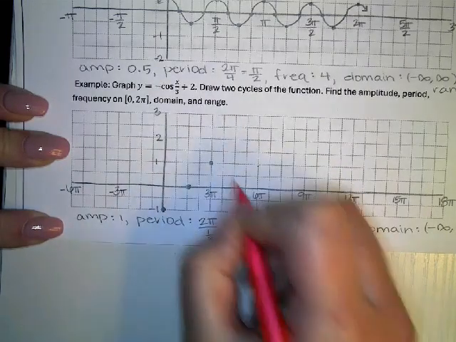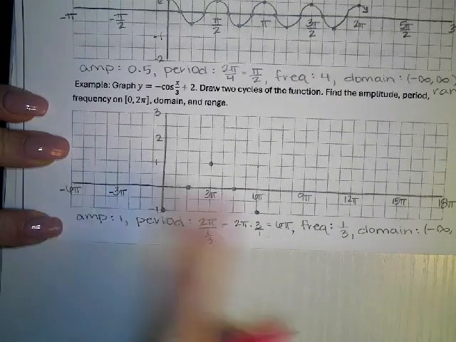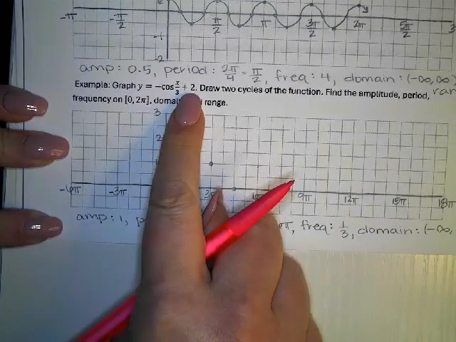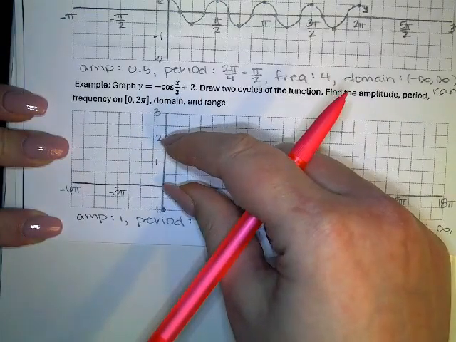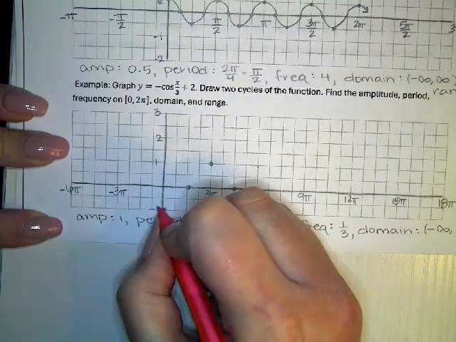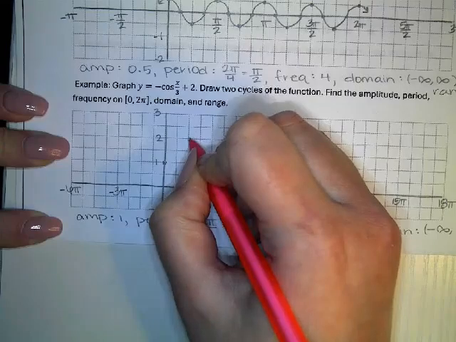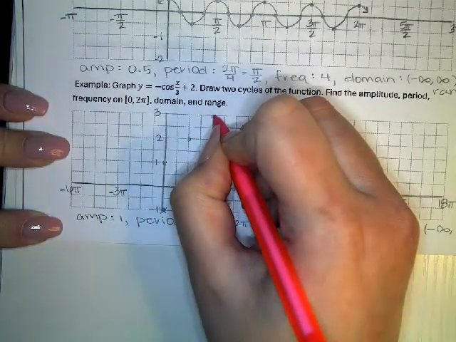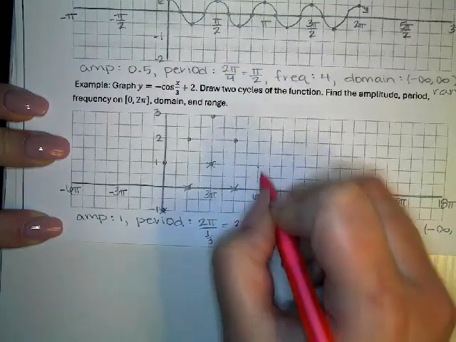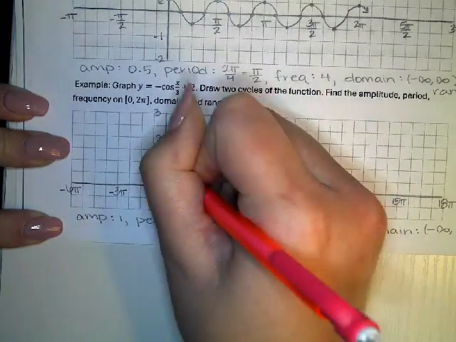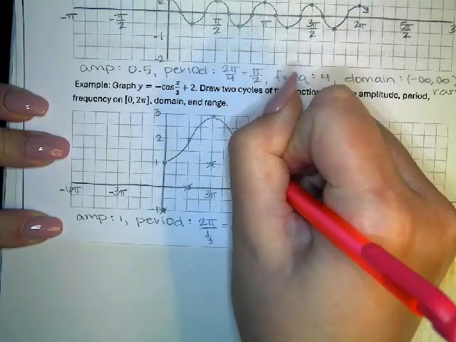All right. We don't have a phase shift. We don't have to shift left or right, but we do have to shift up 2. And in this case, shifting up 2 would be shifting up 4 boxes. So for each of these, I'm going to move up 4 boxes. Up 4 boxes. Up 4. Up 4. Up 4. And then I can just follow that pattern.